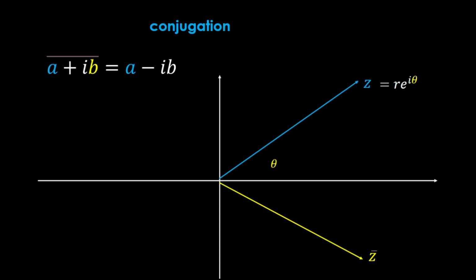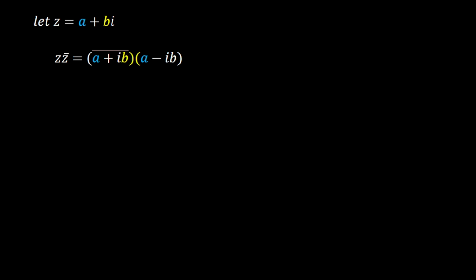And the angle theta, z is also r e to the i theta. Hence, in this other case where theta is negative, I'm going to have what? R e to the negative i theta, because theta is negative. Therefore, z times z bar is equal to what? If you multiply this, you're going to have something amazing. That is a squared plus b squared.